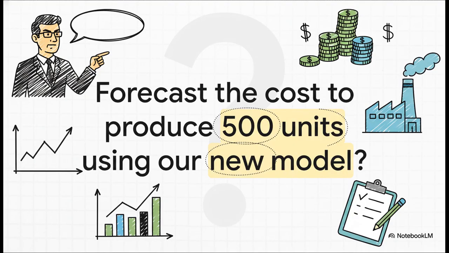The CEO walks into your office. "Hey, we just got a huge new order. We need to produce 500 units next month. I need a cost forecast for the big budget meeting this afternoon. What's the number?" See, this is no longer a theoretical exercise in a classroom. How do we use this powerful equation we just built to answer this absolutely critical question?